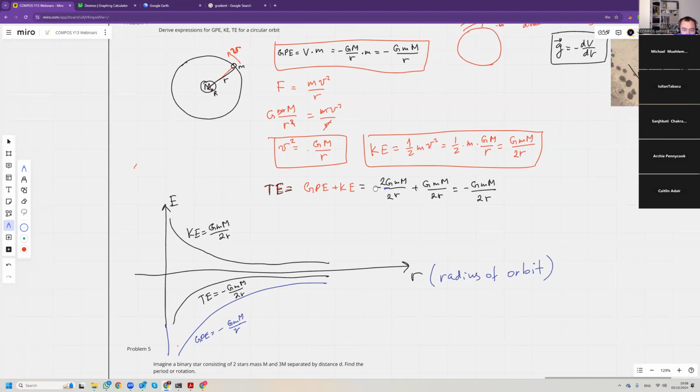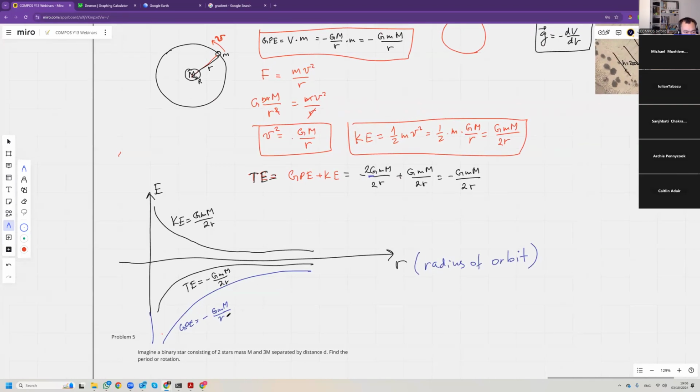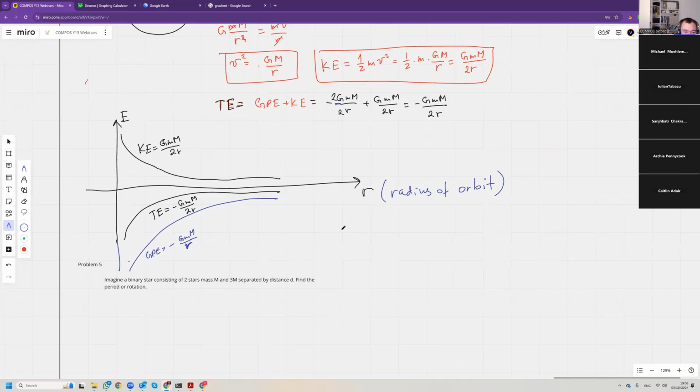Yes, so that's the thing. And the higher the orbit, the more gravitational potential energy it has, so the closer to 0. So at infinity, kinetic energy is 0, gravitational potential energy is 0, total energy is 0. That's an important result. Okay.